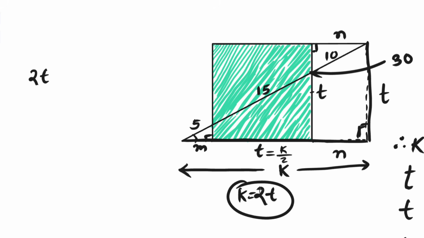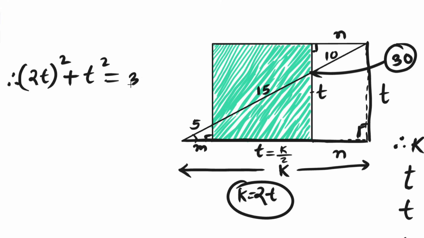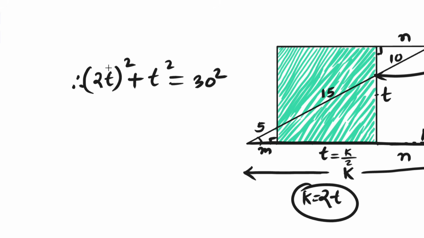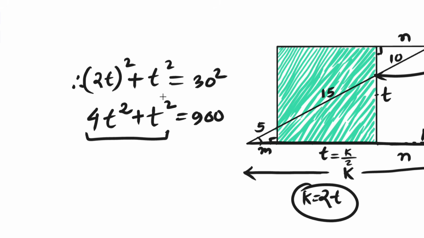Now, recall the Pythagorean theorem. For a right triangle, the square of the hypotenuse equals the sum of the squares of the two legs. Applying that theorem gives the quantity 2t all squared plus t squared equals 30 squared. Let's simplify each term carefully. The quantity 2t all squared becomes 4t squared. t squared remains t squared. 30 squared equals 900. Therefore, we have 4t squared plus t squared equals 900.